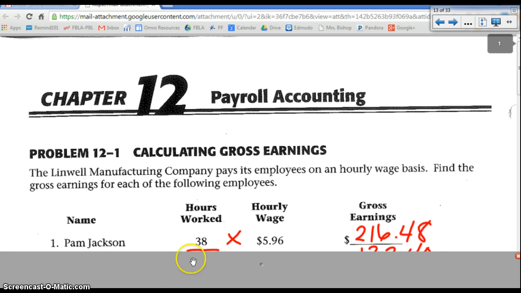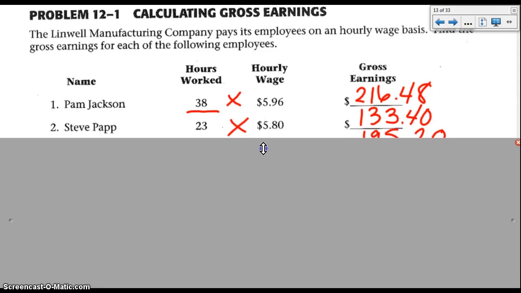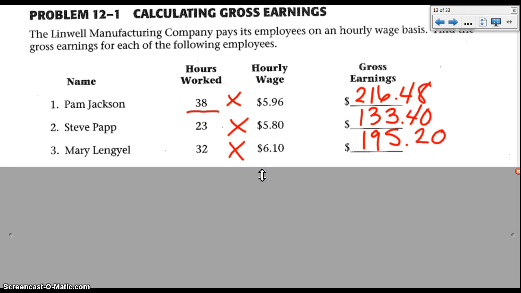I'm going to give you a moment to go ahead and calculate the other answers on this demo problem, and then we'll check your answers. If you need some more time, go ahead and pause the video. Otherwise, for Steve, you should have gotten $133.40, and for Mary, it was $195.20.